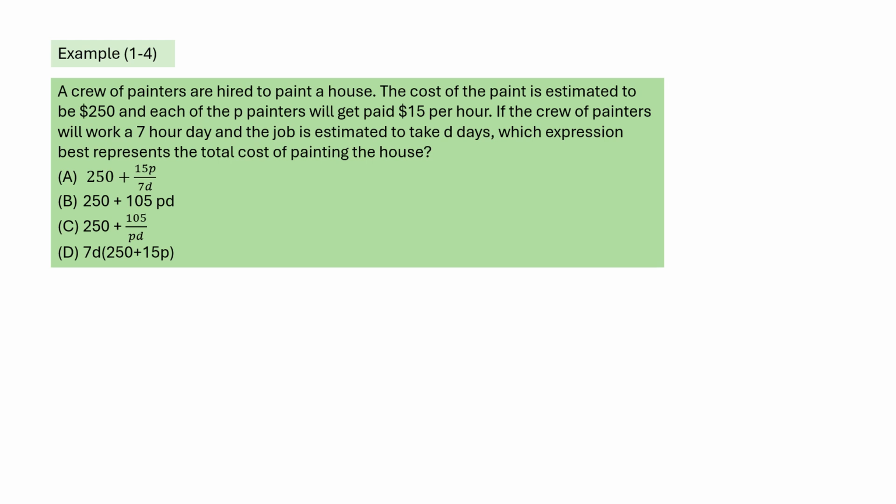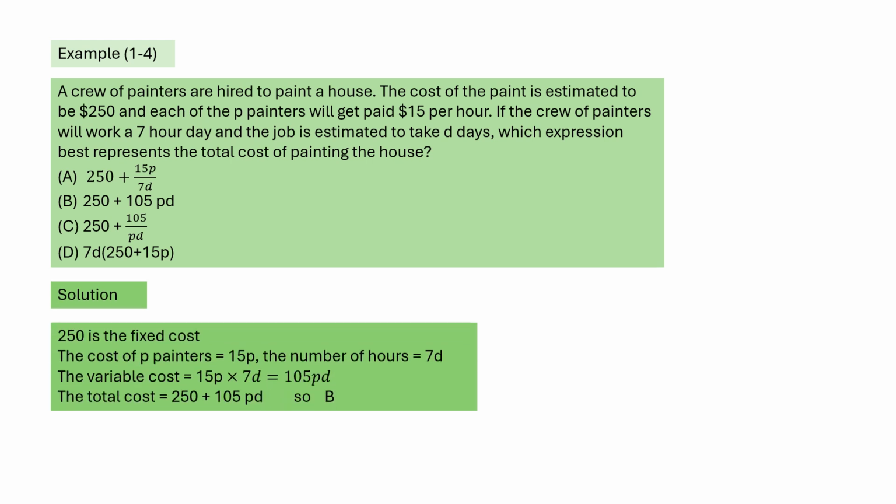If the crew of painters will work 7 hours a day and the job is estimated to take D days, now you can get the number of hours the workers work, because you will multiply 7 times D, so the number of hours is 7D. Which expression best represents the total cost of painting the house?